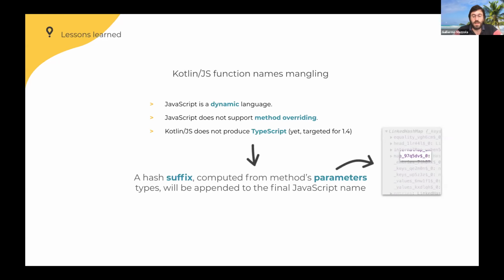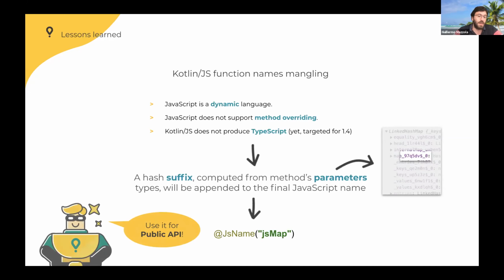That is very hard to maintain for any JavaScript developer, because the name may change accidentally if I introduce a new attribute, and we don't want that. That's the reason we have the JavaScript name annotation in the code: to say that this is public API. Instead of doing this manually to support overloading or whatever, just use this function. They just use this name.